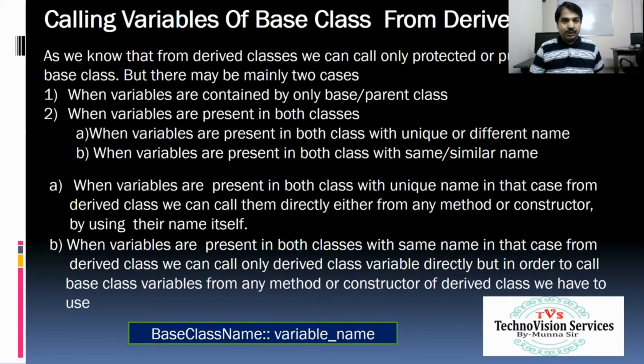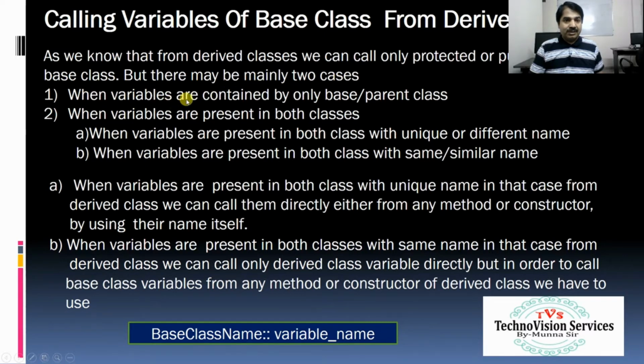Today we are going to see calling of base class variable from derived classes in C++ video tutorial. Let's start it. As we know that from derived classes we can call only protected or public data of base class, but there may be mainly two cases.